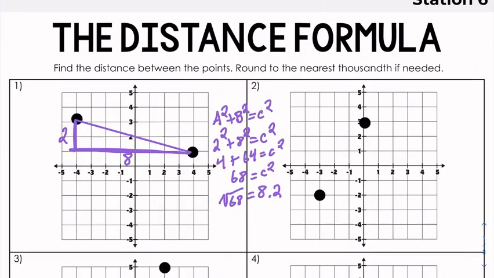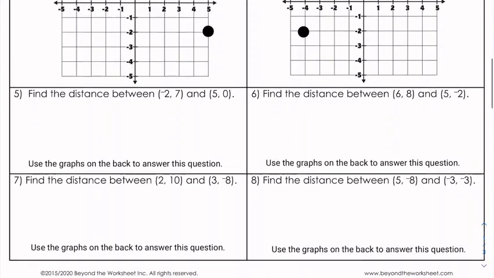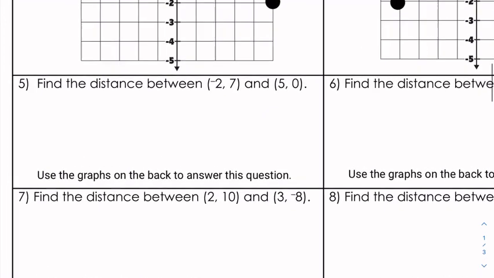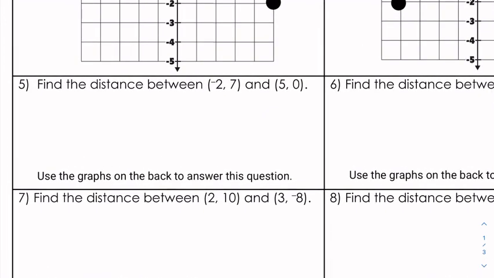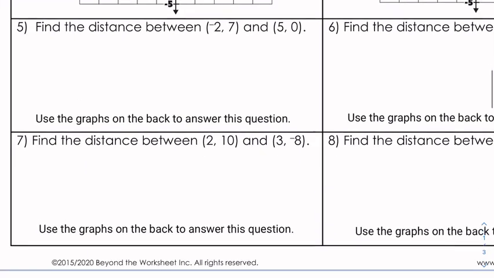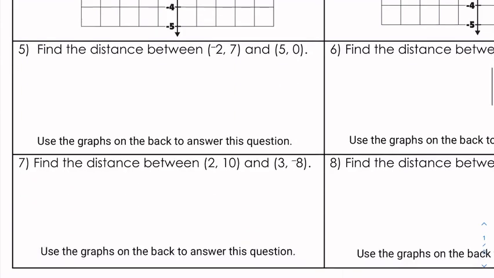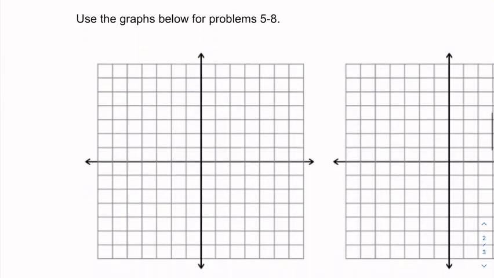All right, now we're going to jump down here to number 5. It says find the distance between -2, 7 and 5, 0. It says use the graphs on the back to answer this question. So we're going to jump to the back and graph these 2 points: -2, 7 and 5, 0.